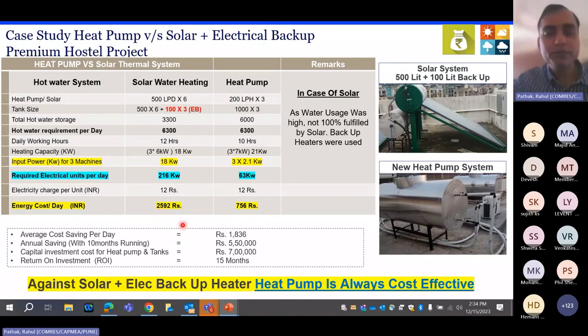But the point I'm trying to make here is, solar water heating with the electrical backup is not a good idea. Either you replace the entire solar water heating with the heat pump, or at least solar water heating backed up with the heat pump is a better idea rather than going for solar water heating itself. Right? Even from the ROI point of view, you can see the capital investment cost for the heat pump versus what you achieve in an annual year. The ROI is close to around 1.5 years. Right?